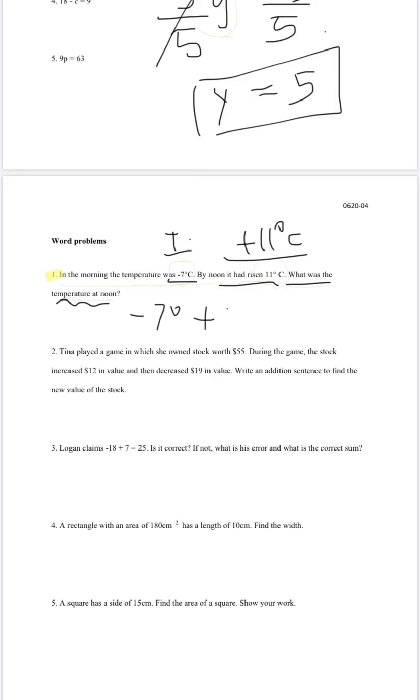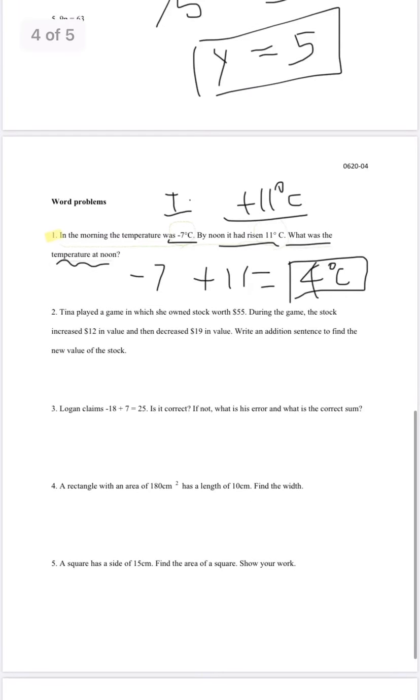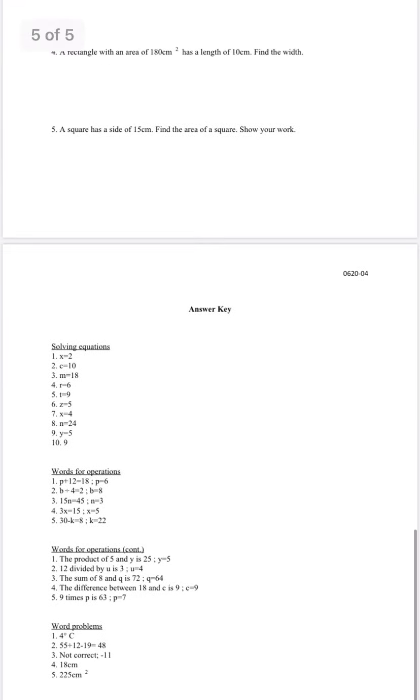So we just do -7 plus 11, okay? And then the sum is our answer. We do -7 plus 11, and we get 4, right? And then don't forget to write the degrees Celsius. So at noon, it is 4 degrees Celsius. Okay? So finish the last page, and then here are your answers.